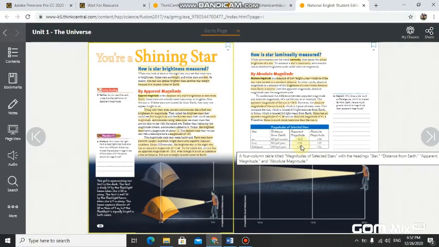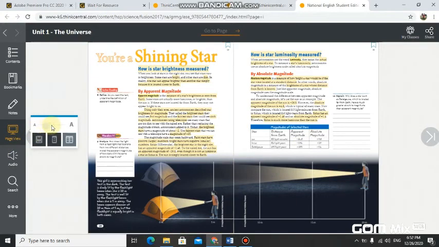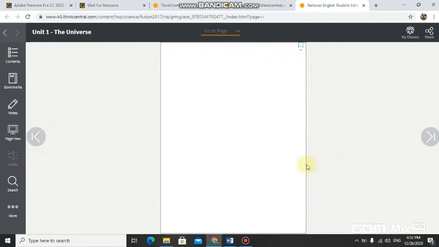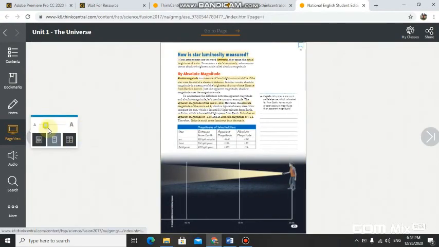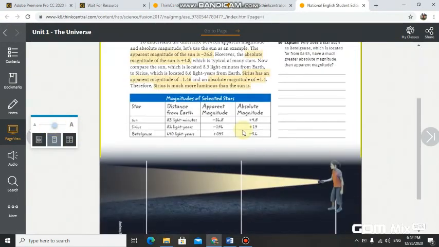So for example, here the absolute magnitude -5 is the brightest star. Okay, here the apparent magnitude -26 is the brightest star. So the further down we go in the negatives, the more the brightness of the star increases.